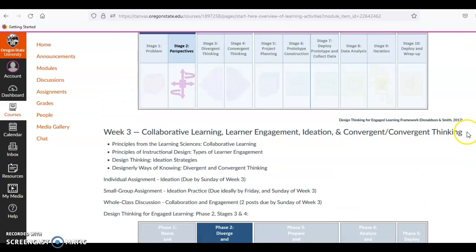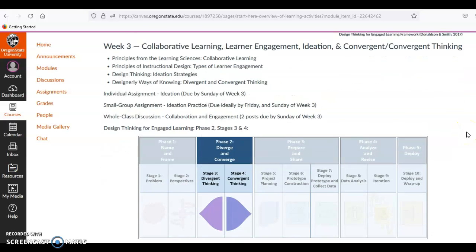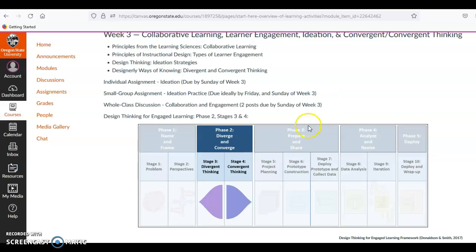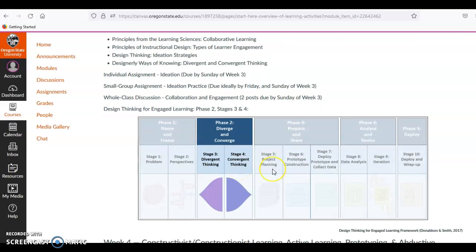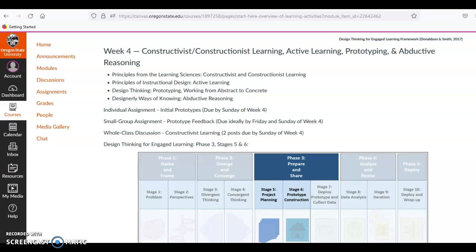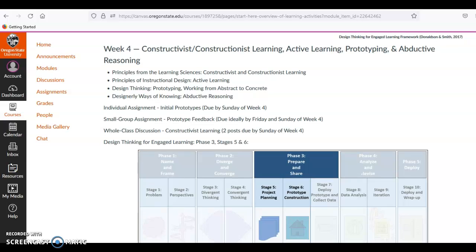And then week 3, we did collaborative learning, learning engagement, and this is where we started our ideation, convergent and divergent thinking. In this, you came up with lots of ideas to solve your wicked problem and narrowed it down in the convergent thinking phase. And then in week 4, we looked at constructivist and constructionist learning, which is the design of this course. And then we started doing prototyping and abductive reasoning.